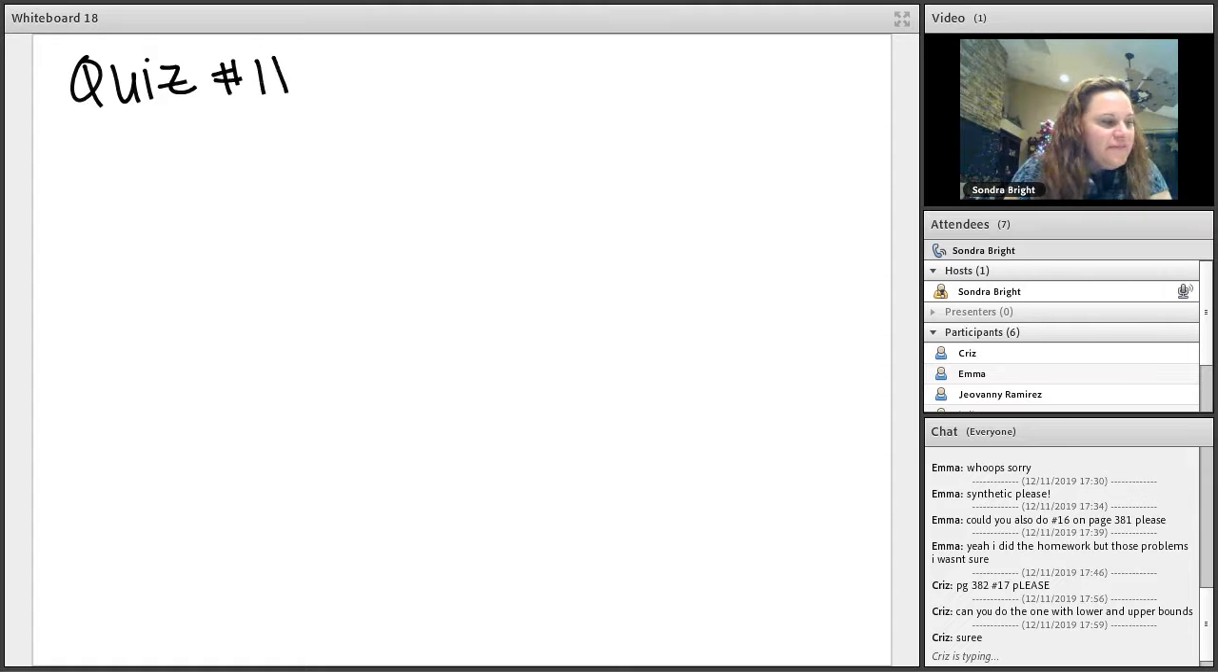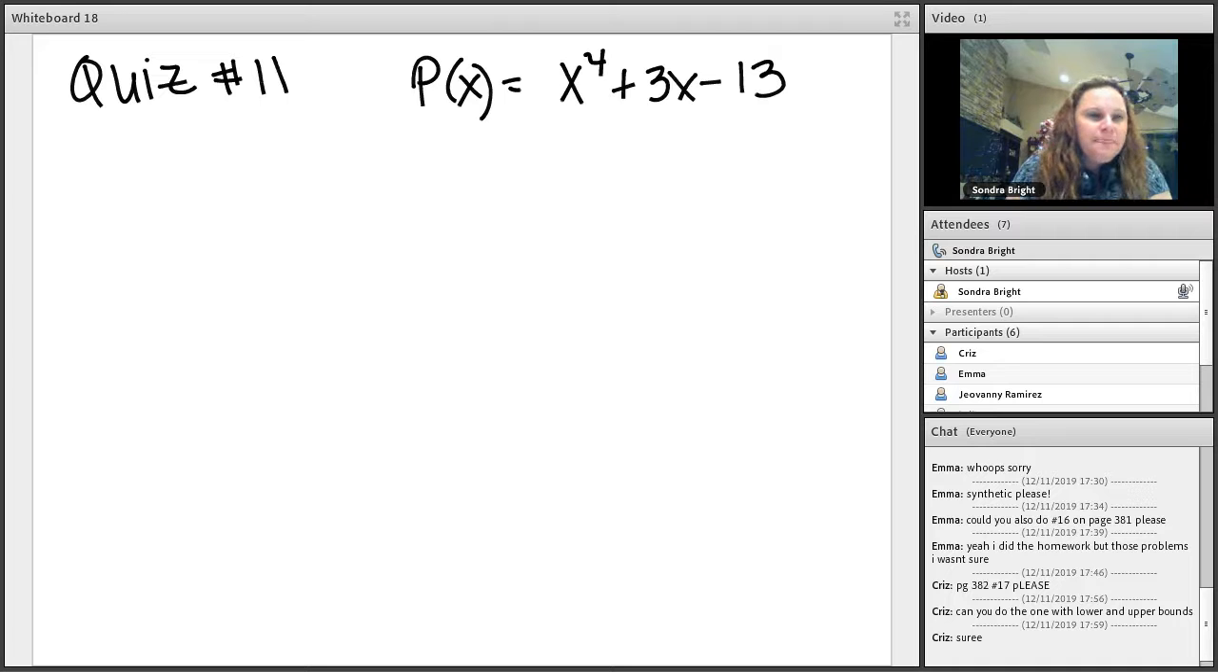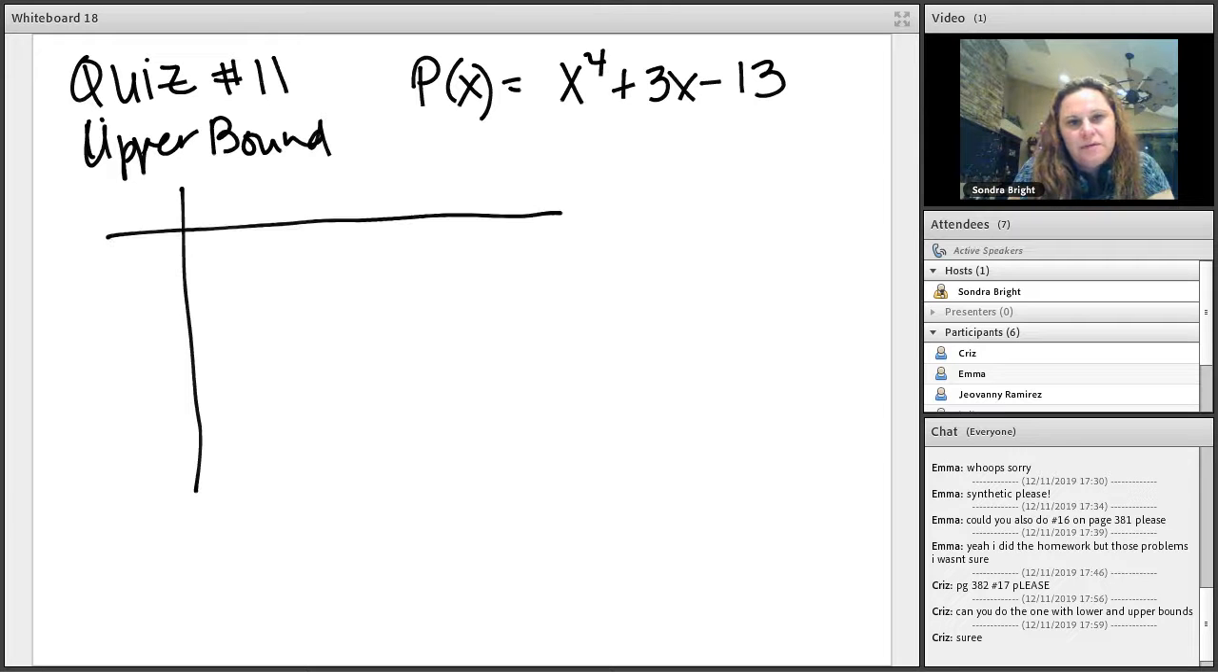Okay, quiz 11. They want you to find, for p of x equals x to the 4th plus 3x minus 13, the upper and lower bounds. So for upper bound, you got to plug in positive numbers. And the fact that they want the least upper bound, they want the first positive number that shows up as an upper bound. So I'm going to start by plugging in a 1 and then go to 2 and all that. Your coefficients are a 1, you're missing the x cubed, you're missing the x squared, you got a 3 and then a negative 13.